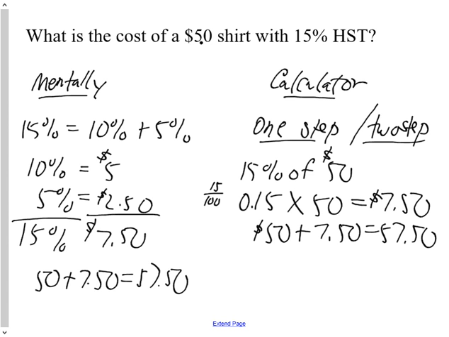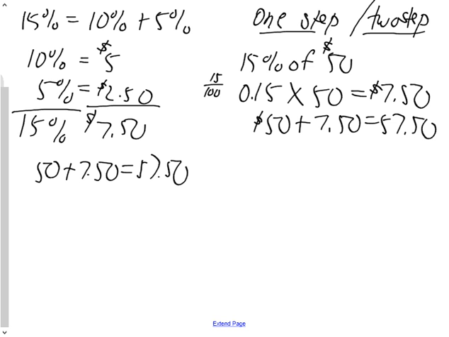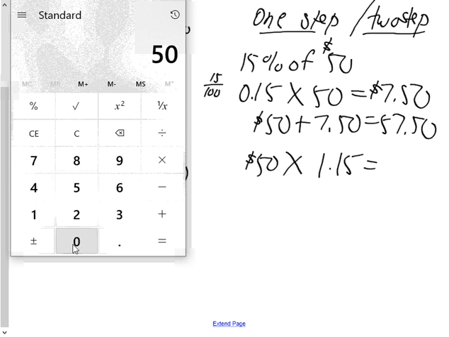Does anyone know, with a calculator, how I can get the answer of $57.50 without having to do two different operations, without having to do multiplication by 0.15 first and then adding the two together at the end, second? Isaiah, how do I do it? Do you know why? Can you explain why 1.15 works? You're right. The answer is you take $50 and multiply it by 1.15. And when you do that, if I take $50 and multiply it by 1.15, I get the answer of $57.50 with one calculation. Okay? Now here's why.